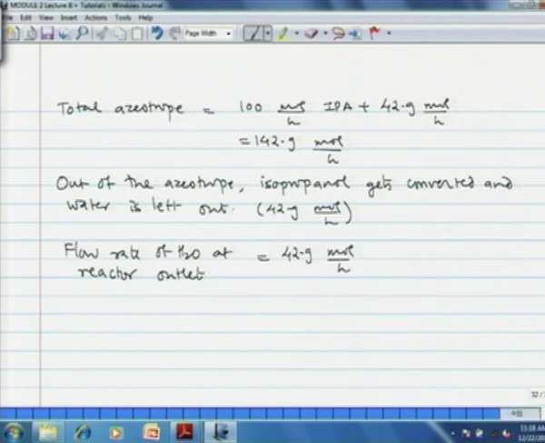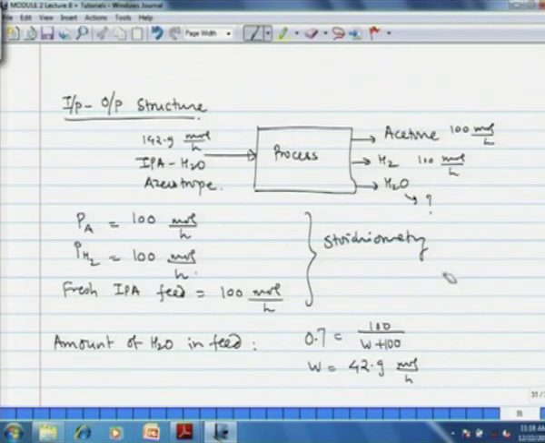Therefore, we write this parameter in the flow sheet: H2O 42.9 mole per hour, and therefore, we have determined the complete input output structure of the flow sheet with the material balance. Let us see the recycle structure of the flow sheet.